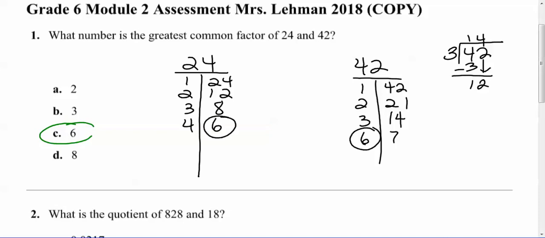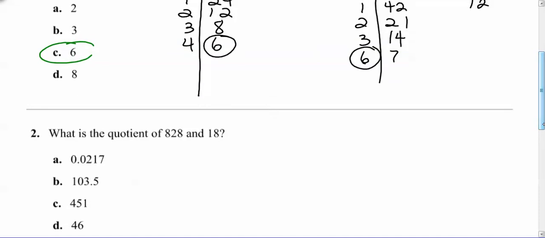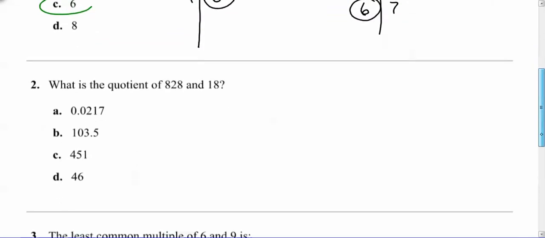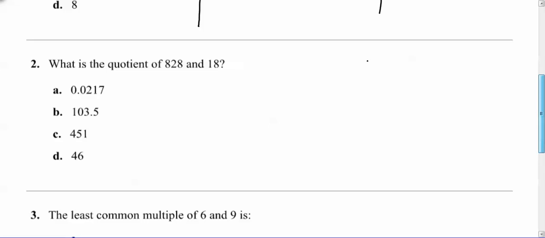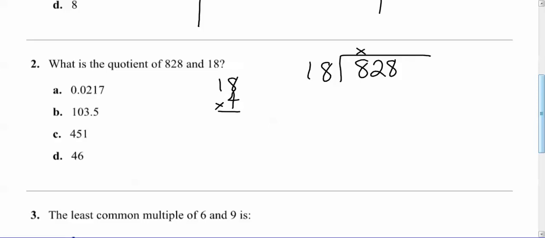All right, so the next question is, what is the quotient of 828 and 18? So you are dividing 828 by 18. So what you're going to do is figure out, does 18 go into 8? No. Does 18 go into 82? Yes. How many times? Well, you know it's pretty close to 20, right? So let's say 4 times 18. Let's see what that gets us.